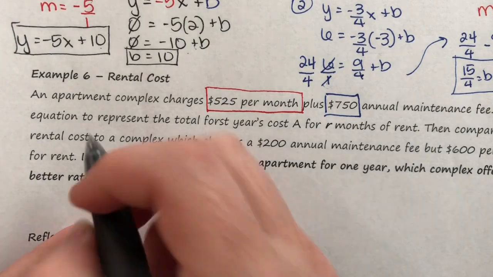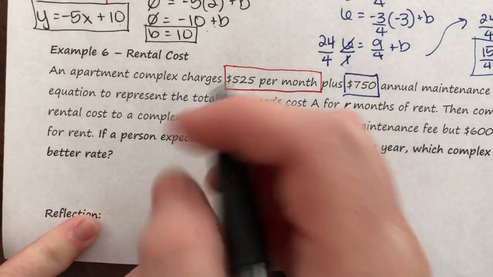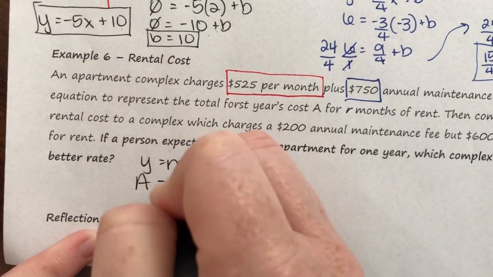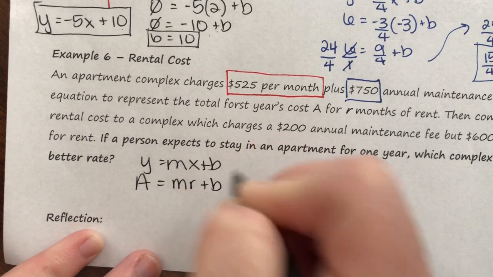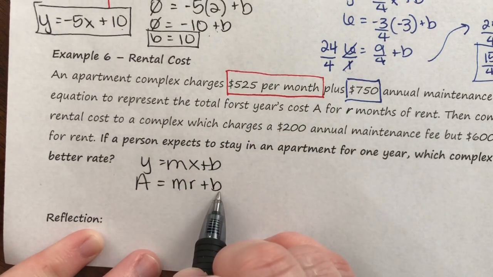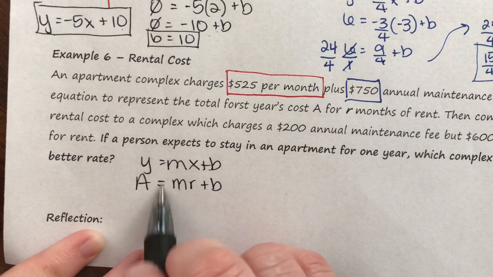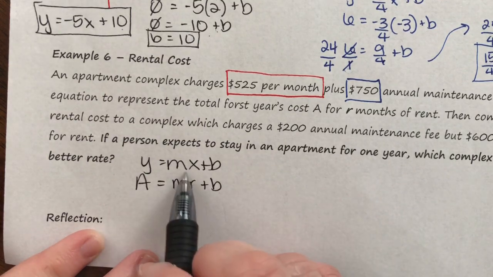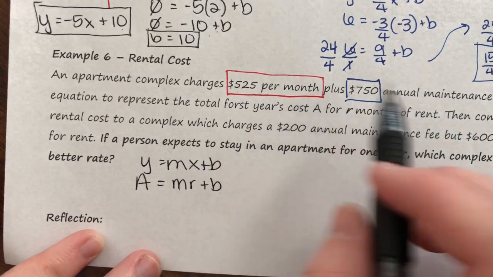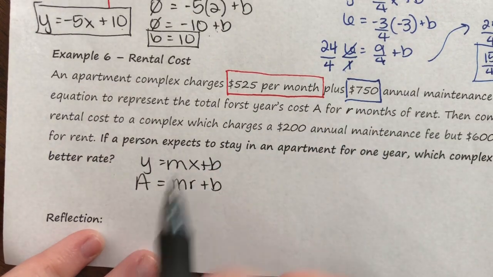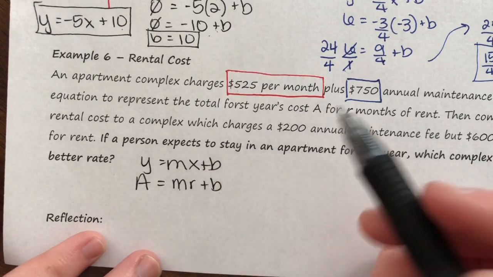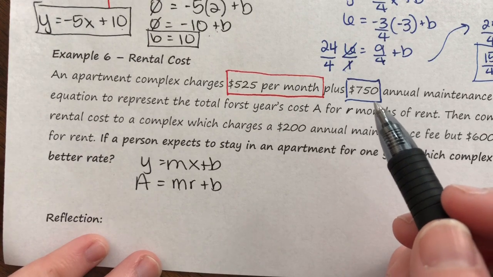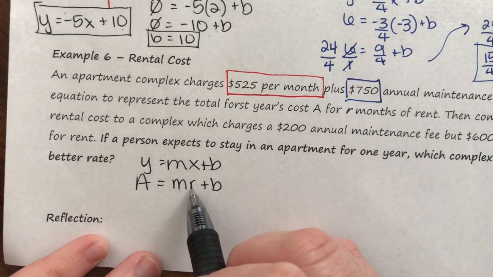So for that first equation, instead of y equals mx plus b, we're going to write A equals mr plus b. So this is our slope, this is our rate of change, right? This is just our constant number that doesn't ever change. So what number changes? $525 per month or just an annual $750? The monthly fee changes, right? If you've been there 1 month, you pay $525 in the year. If you've been there 6 months, you're going to pay a lot more than that, right? So it depends on the number of months, R.